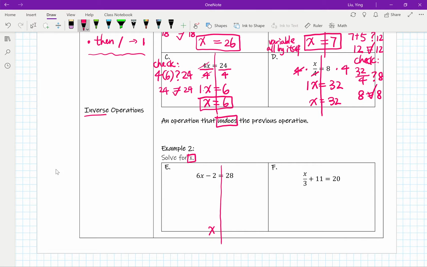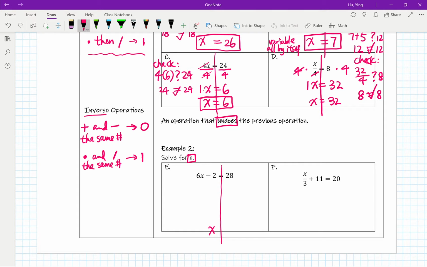So for example, adding and subtracting undo each other, and they would result in a 0 when they undo each other. And make sure that it's the same number. Another case is if you multiply and divide the same number, then they would undo each other and they would result in 1.